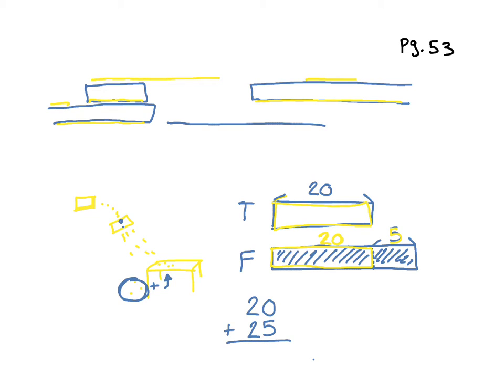So how many total paper clips did she spill? Well, let's add. 0 plus 5 is 5. 2 tens plus 2 tens is 4 tens. 45. So there were 45 paper clips in this box that fell. So she spilled 45 paper clips.